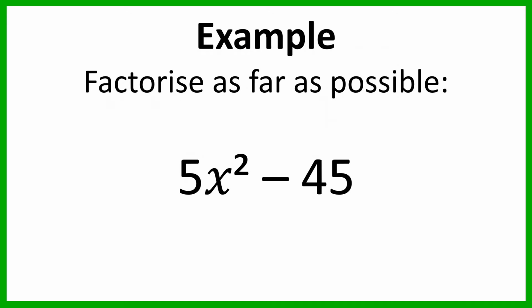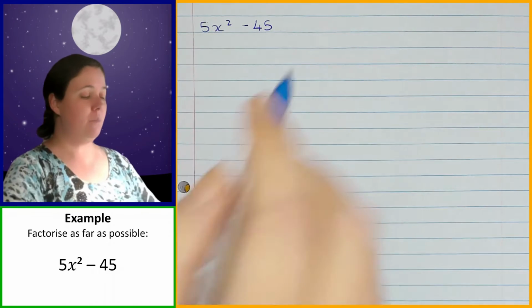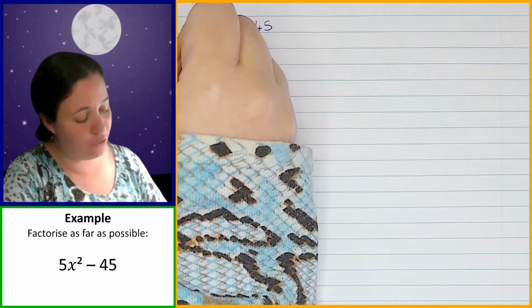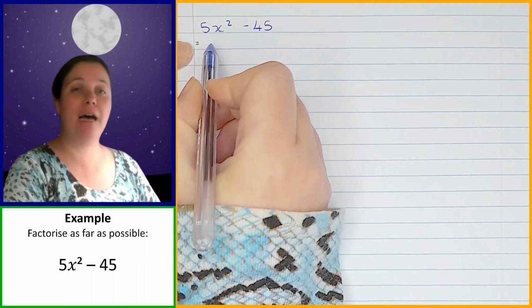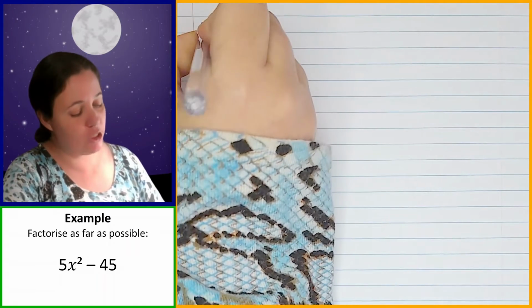Okay, so in this example over here, we've got 5x squared minus 45. So let's go and have a look at how we would factorize this expression. So first of all, I look and see if I've got a common factor. In this example over here, I have got a common factor. 5 is a common factor. 5 goes into this and 5 goes into that. So my highest common factor is 5.